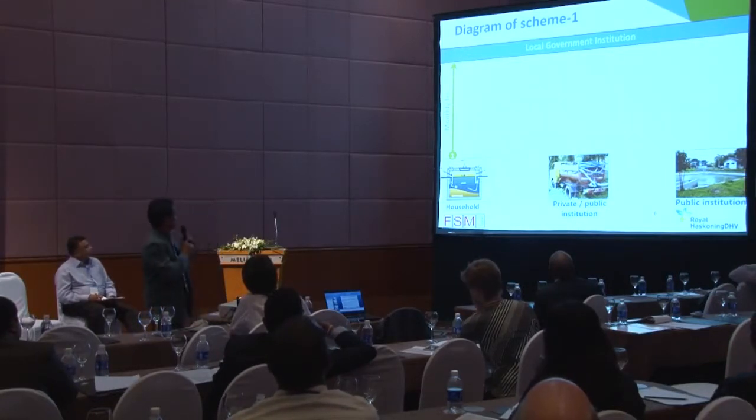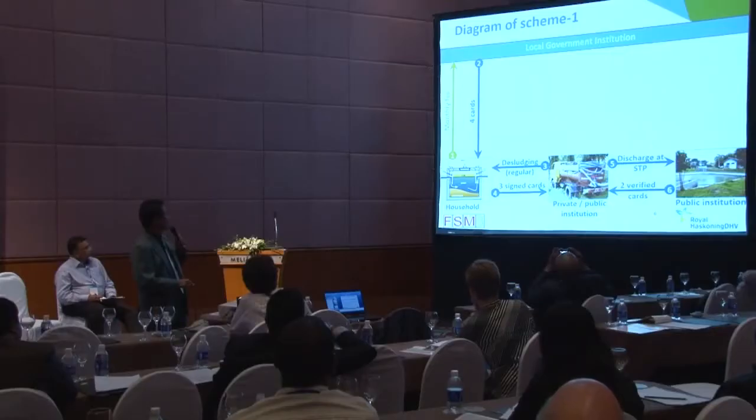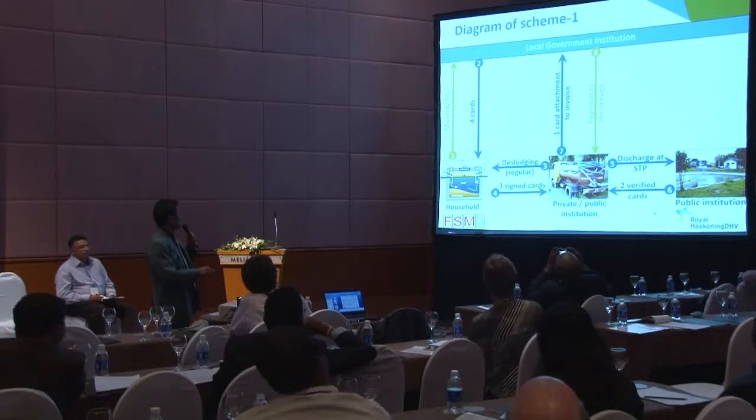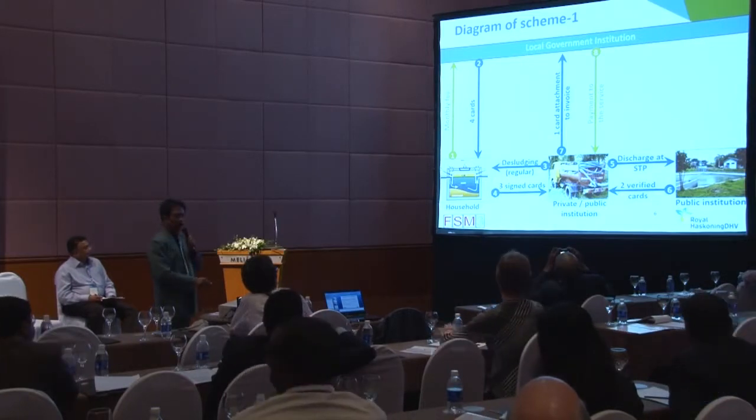Monthly fee, next. For cars, next. Regular dislodging, next. Free sign cars given to the private or public institution. Discharge and STP, next. Two verified cards from the operator here, and then next. One for the invoice, next. So for the payment you see only the monthly fee, no payment here and no payment here. Then the local government institution has to provide the O&M cost. Next.